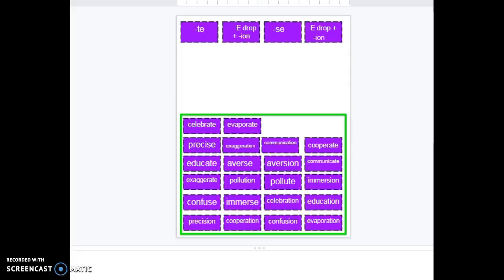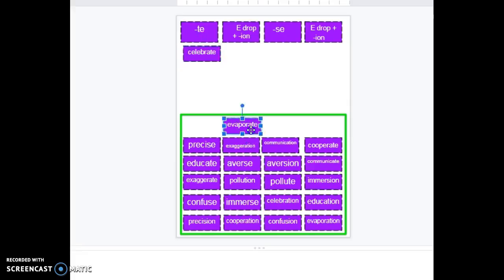Let's take a look at our headers. Our headers this week are TE, dropping the E to add ION, SE, and dropping the E again to add ION. We're going to take a look at some of our words, and we are going to sort our words. Our first word is celebrate. Celebrate ends in TE, so I'm going to put celebrate under our TE column.